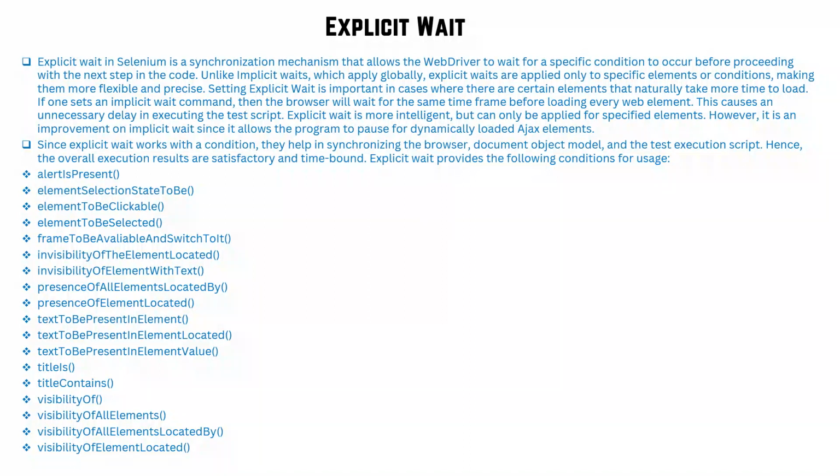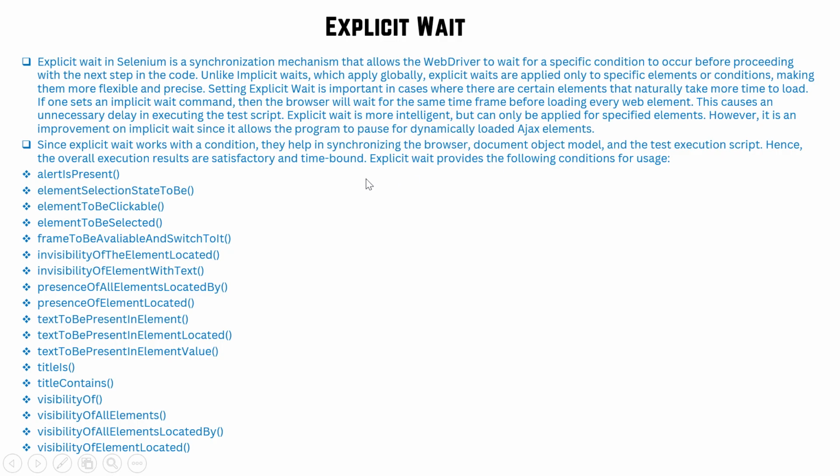However, it is an improvement on implicit wait since it allows the program to pause for dynamically loaded Ajax elements. Since explicit wait works with a condition, it helps in synchronizing the browser, the document object model, and the test execution script. Hence, the overall execution results are satisfactory and time bound.